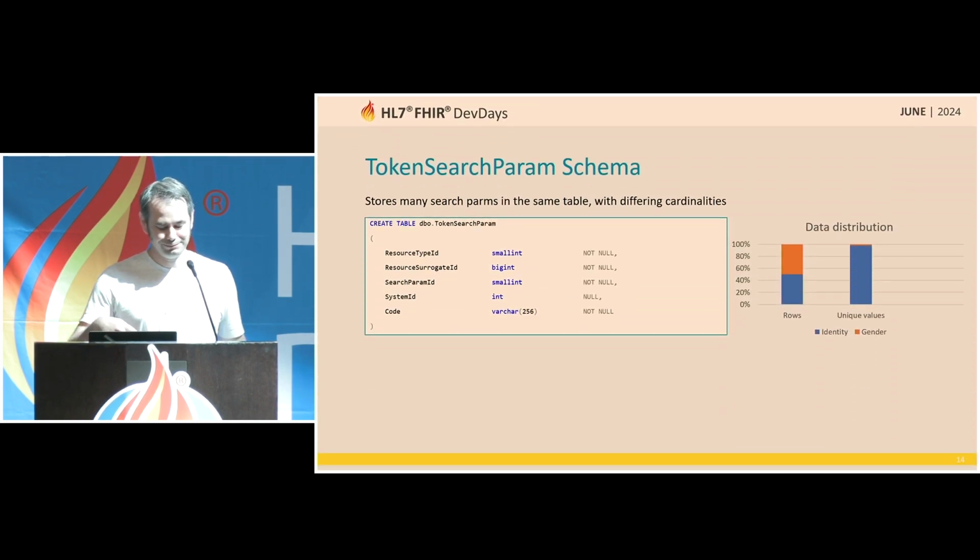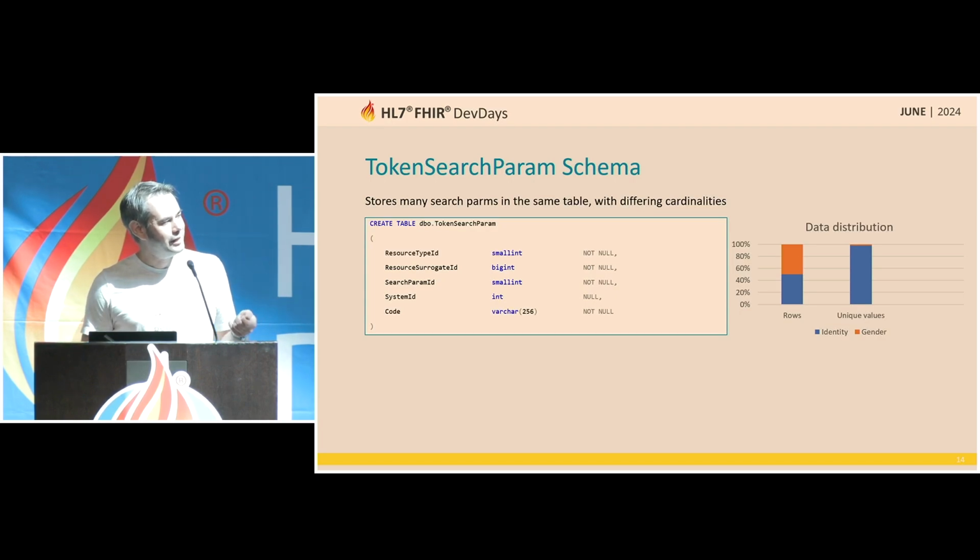And I wanted to show, maybe a little graphically, what that problem is. This is an example from our schema called token search param. Token search param has a couple of fields here. It's got the resource type, it's got a surrogate ID, it's got the search param ID. These are the SQL links and the code. If you look at the data distribution, focusing on patient here, half of the index rows that I've written are for the search parameter gender, and the other half are for identity. But if you look at the uniqueness, identity is almost all unique, and gender only has a handful of values.